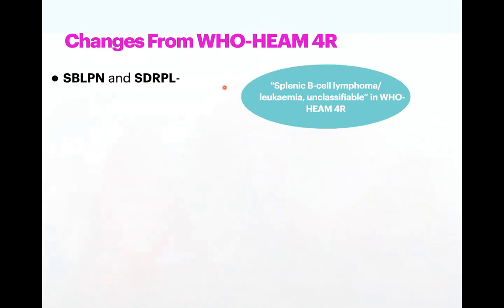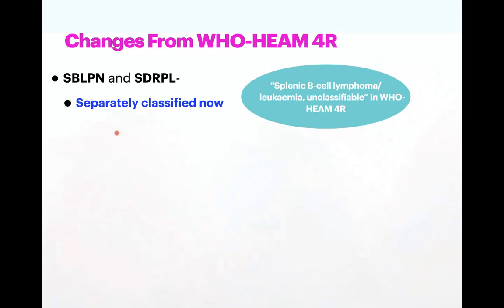So what are the changes in this category or this entity? First is the splenic B-cell lymphoma with prominent nucleoli and this splenic diffuse red pulp lymphoma. In the 4th edition, they have been classified in the same group, that was splenic B-cell lymphoma/leukemia unclassifiable. But now they have been separately classified and recognized as separate entities. Okay, now they are not the subtypes of this lymphoma/leukemia unclassifiable. They are separate entities by themselves.